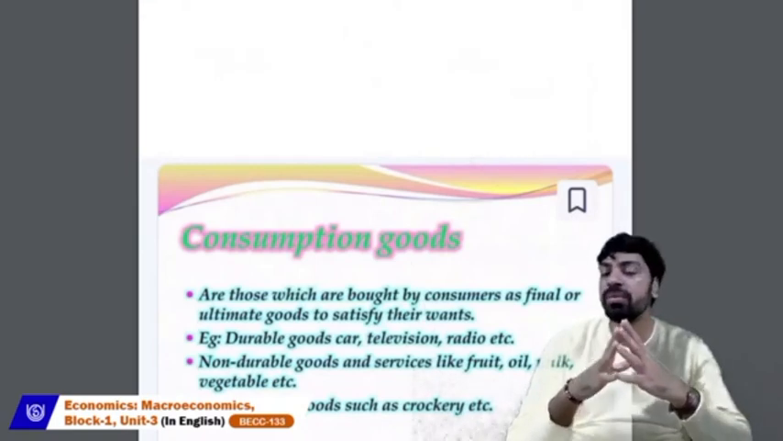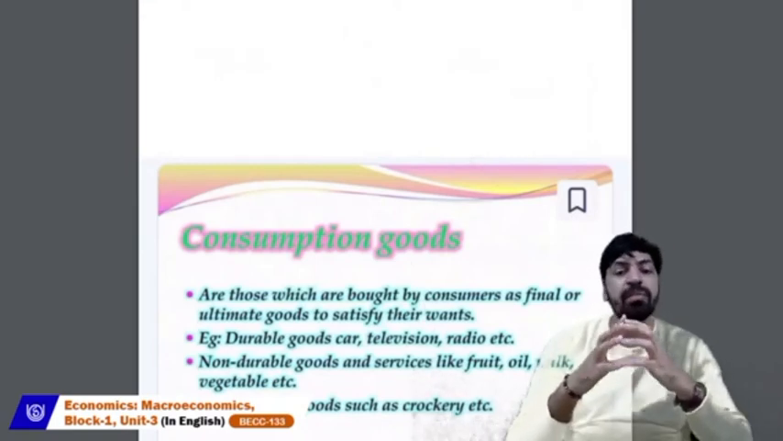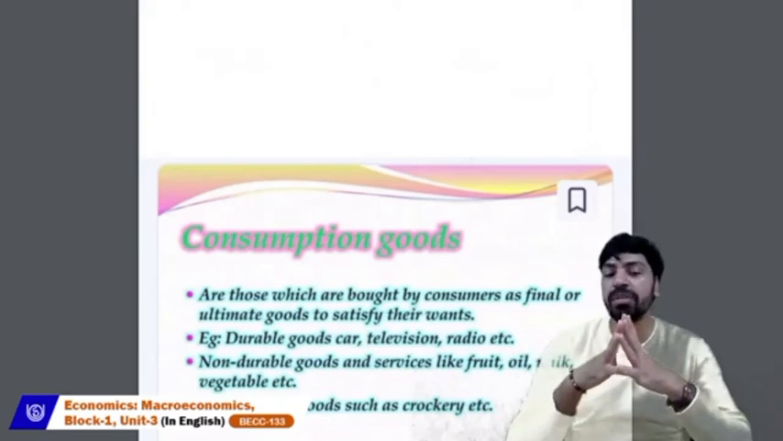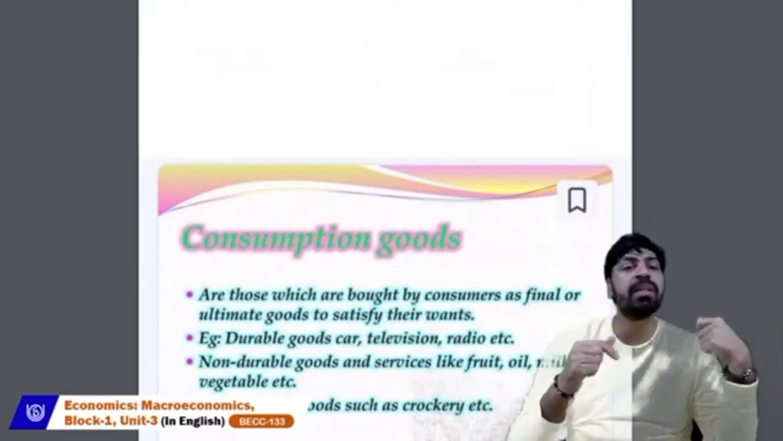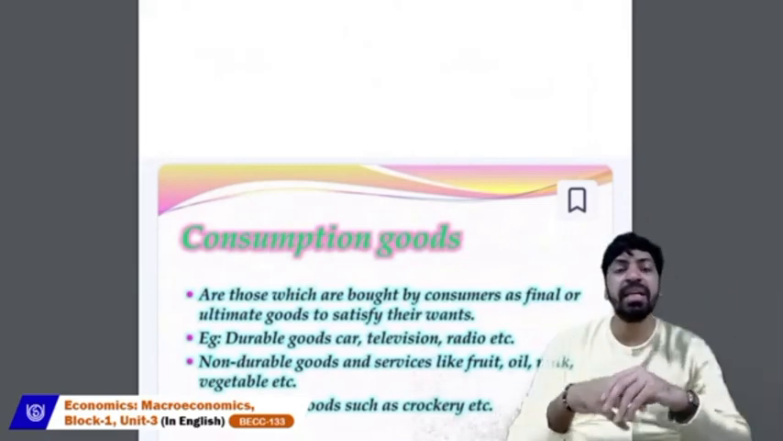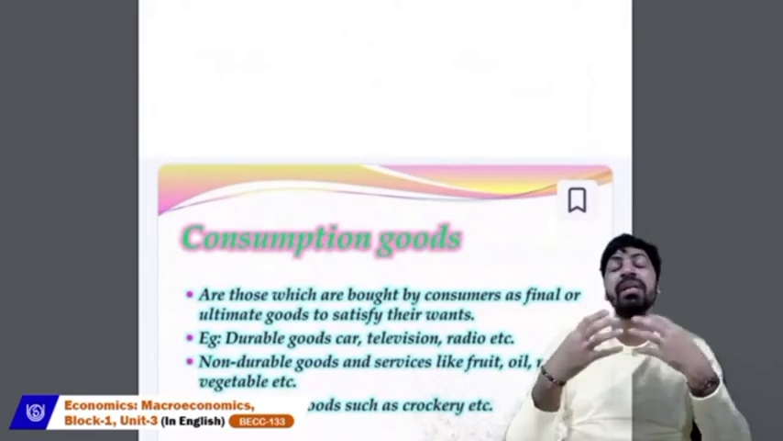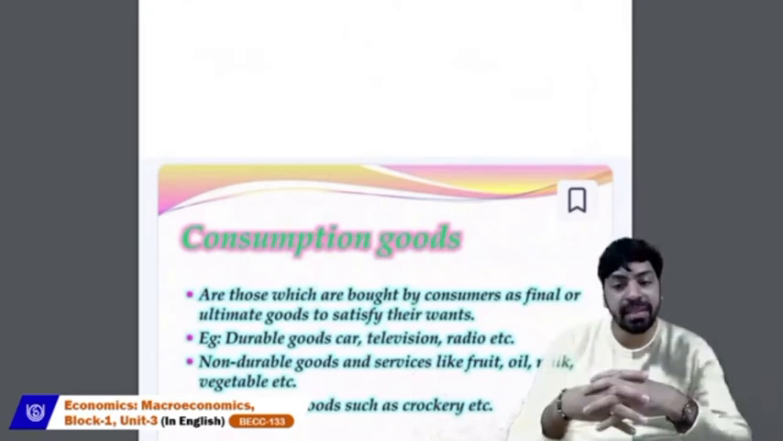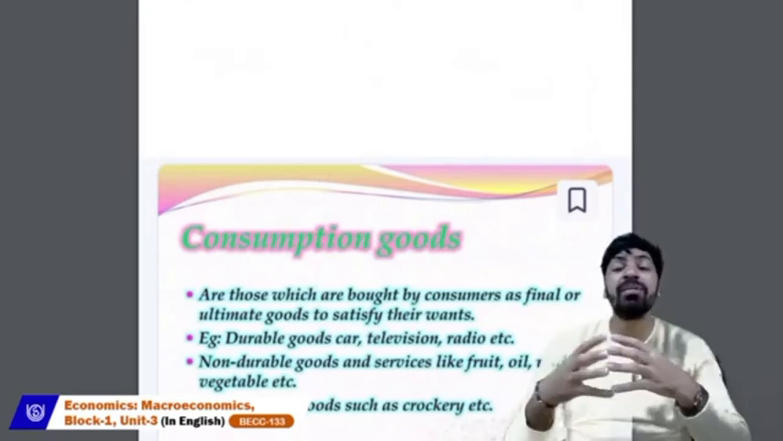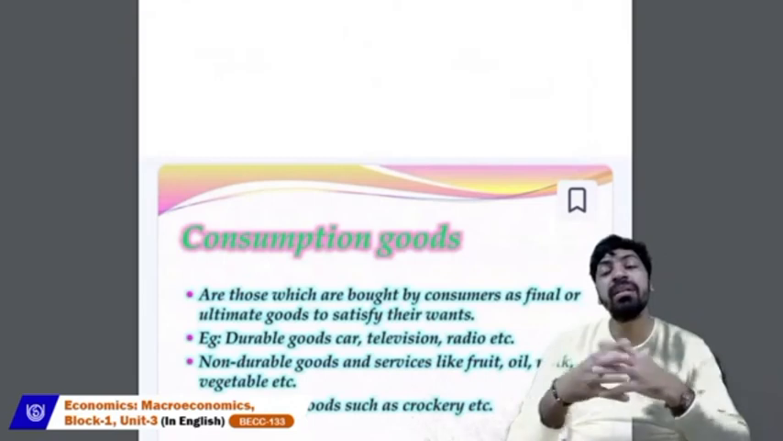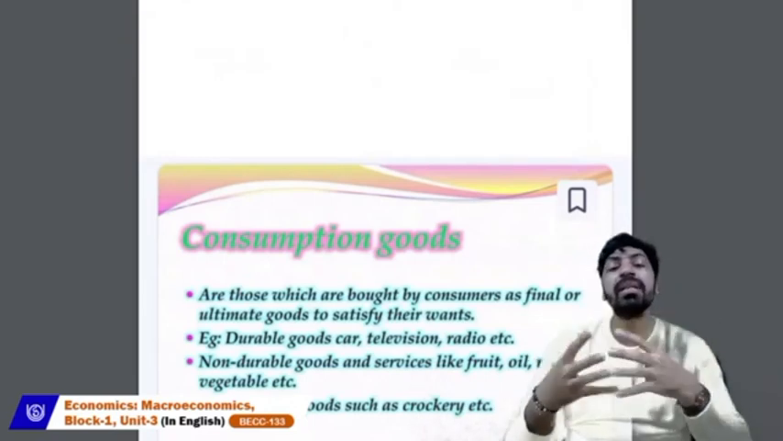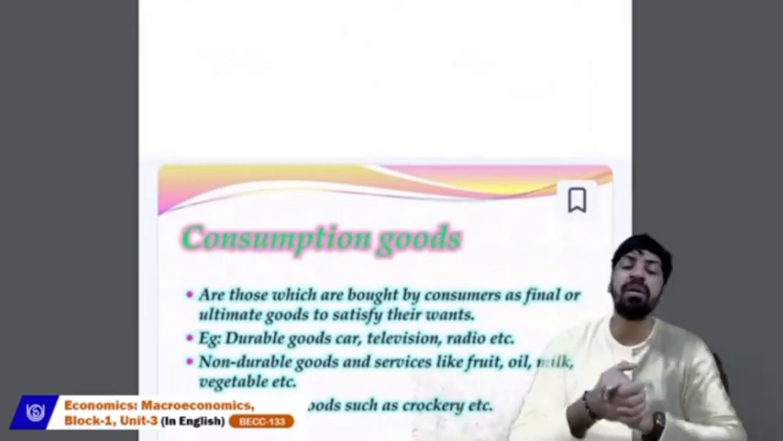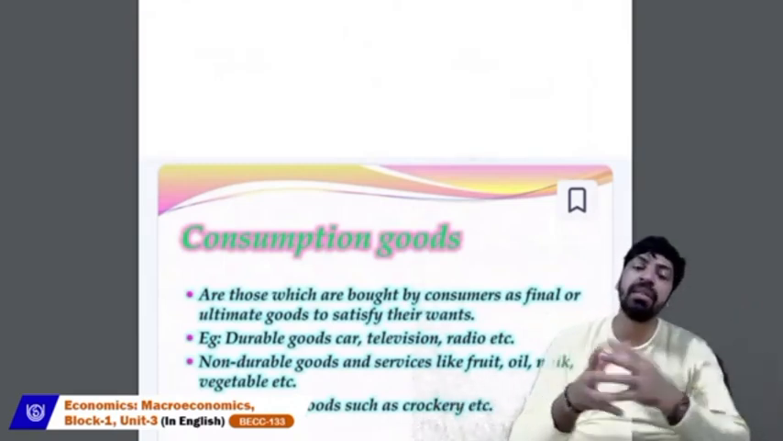Consumption goods are those goods which are purchased by the consumer as a final or ultimate good to satisfy their needs or wants. For example, a car will satisfy our pleasure and comfort, a television our entertainment needs, and a radio our need to listen to music. These are all consumption goods which you buy and consume on a daily, weekly or monthly basis.